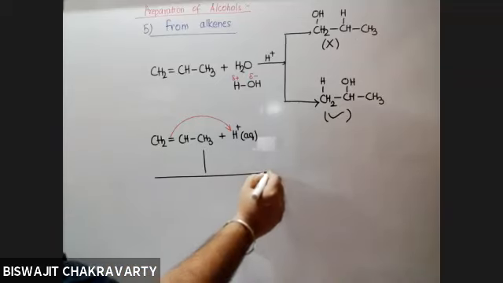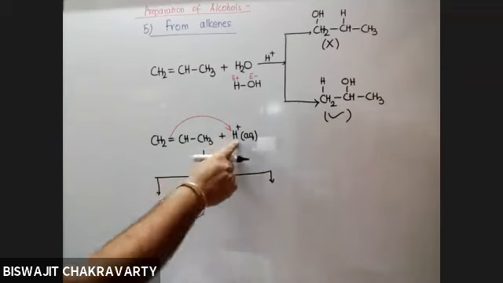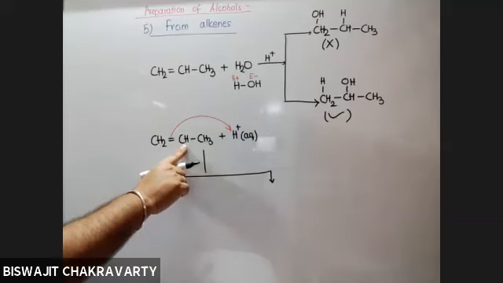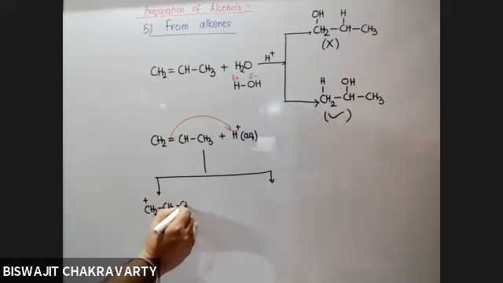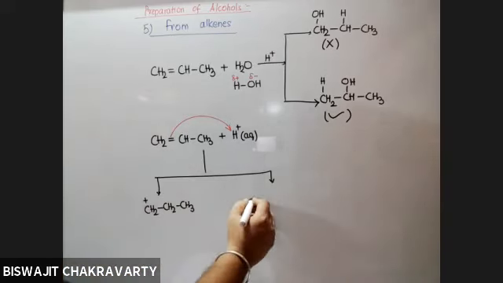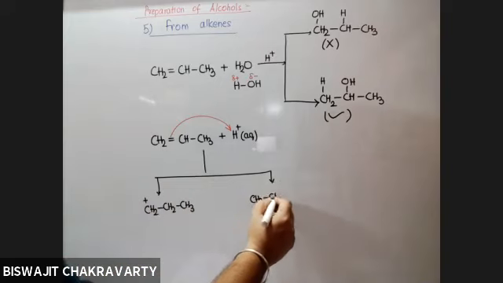The first possible intermediate is if H comes here, the positive charge will be developed at the corner carbon. And this will be the intermediate. And what is the second possibility? If H comes here, the positive charge will be developed on the middle carbon.